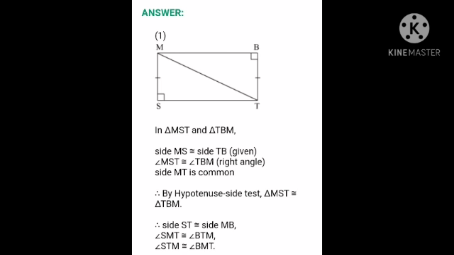Now, the remaining corresponding congruent parts of triangle MST and triangle TBM are side ST congruent to side BM, angle SMT congruent to angle BTM, angle STM congruent to angle BMT. It is a hypotenuse side test.